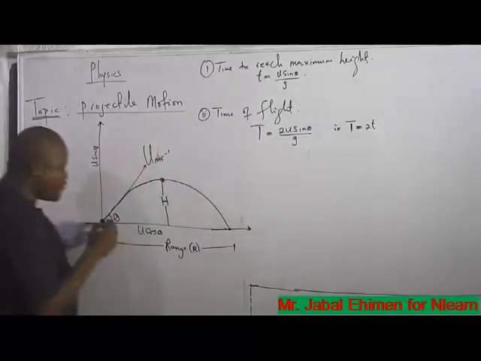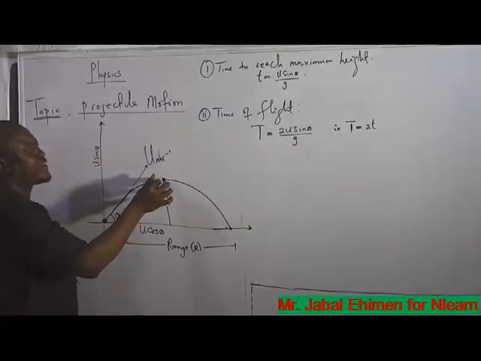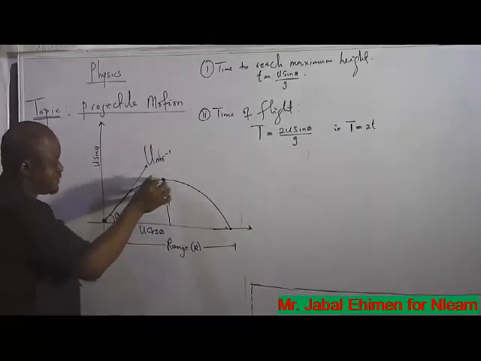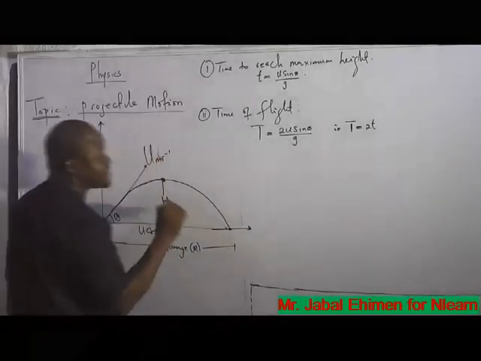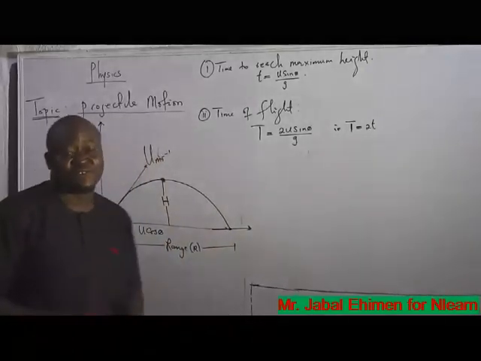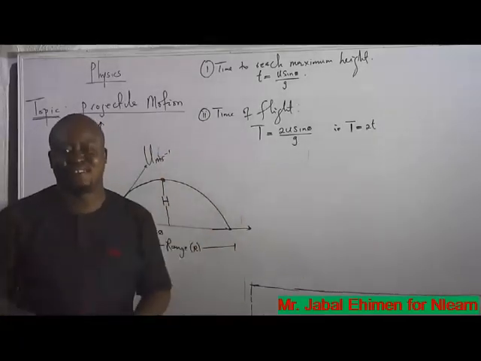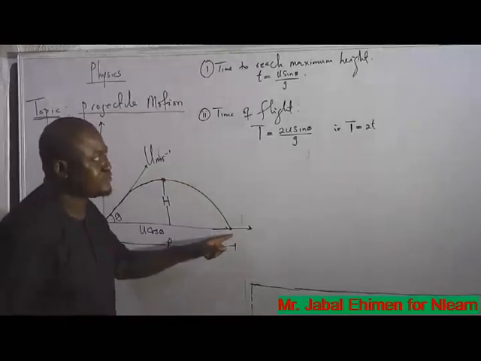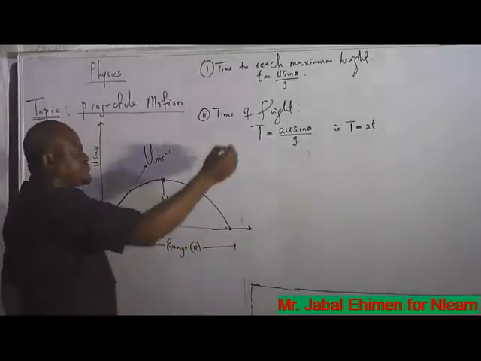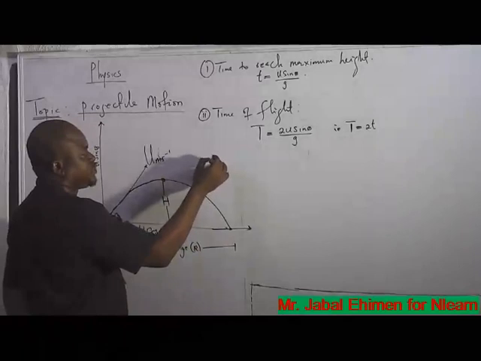So the time to move from here to here is the time to reach maximum height. But the time from here down to the final point is the time of flight, or sometimes you call it the total time of flight. But it is time of flight, from here down to this point. Beautiful. Now, let's take the third thing we can calculate from here.